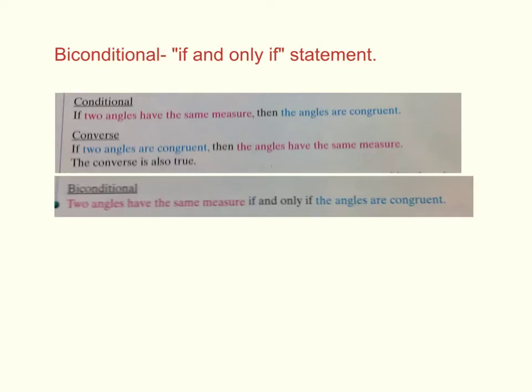The biconditional would then be two angles have the same measure if and only if the angles are congruent. Or you could also say two angles are congruent if and only if they have the same measure.